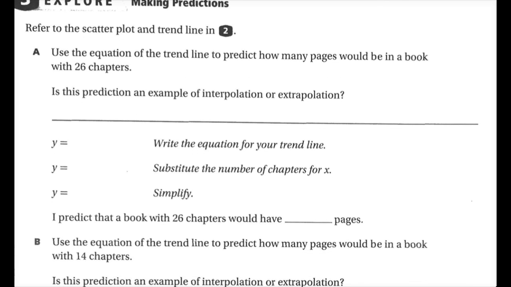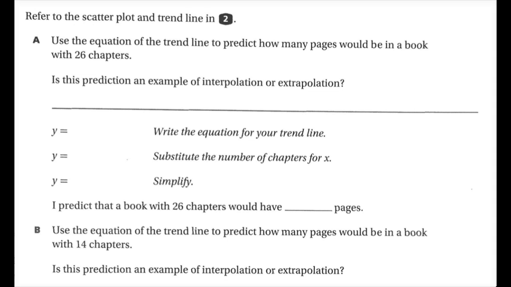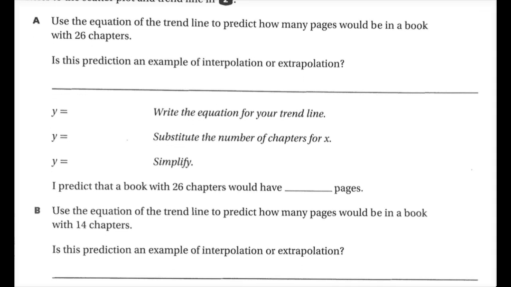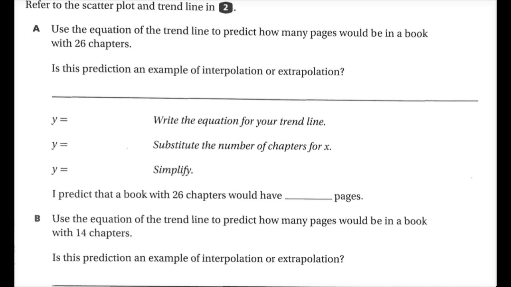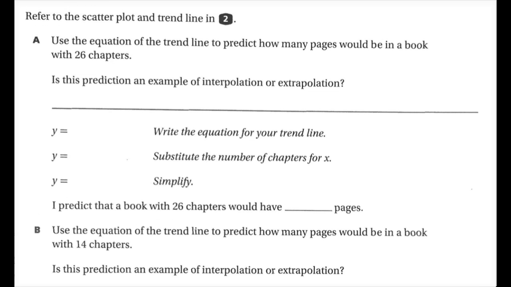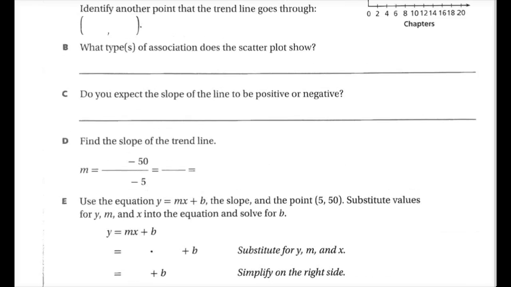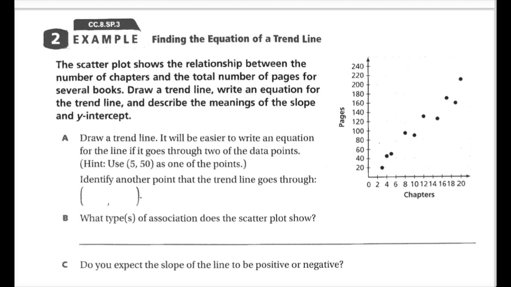So refer to the scatterplot trend line in number 2. Use the equation of the trend line to predict how many pages would be in a book with 26 chapters. Is this prediction an interpolation or an extrapolation? So we want to predict how many pages would be in a book with 26 chapters. So let's take a look back up here. I'll draw the line again.